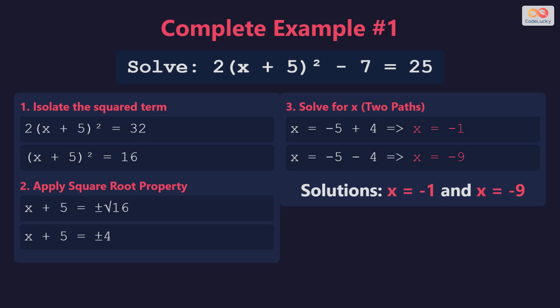This splits into 2 equations. x = negative 5 plus 4, which is negative 1. And x = negative 5 minus 4, which is negative 9.